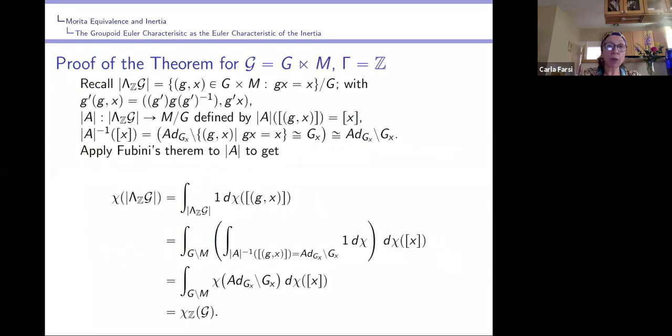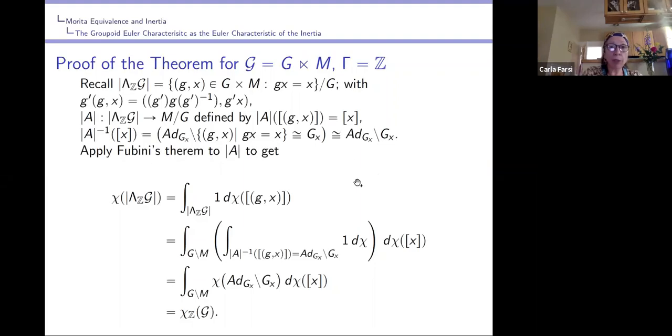Here we are. I wrote down everything in the case of a translation groupoid to make it more understandable, and in the case with gamma z, again to make it more understandable. Of course, in the paper we have the more general case, but there is no point doing that in the talk. Remember I told you there was this map, absolute value of A, that brings the class of Gx to the class of X. That's what we are going to apply Fubini's theorem to.